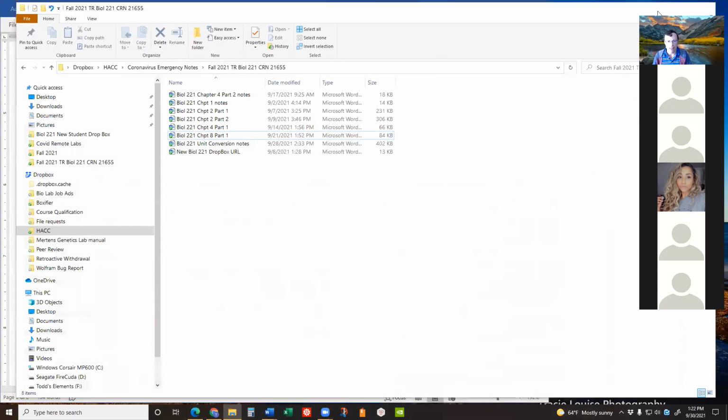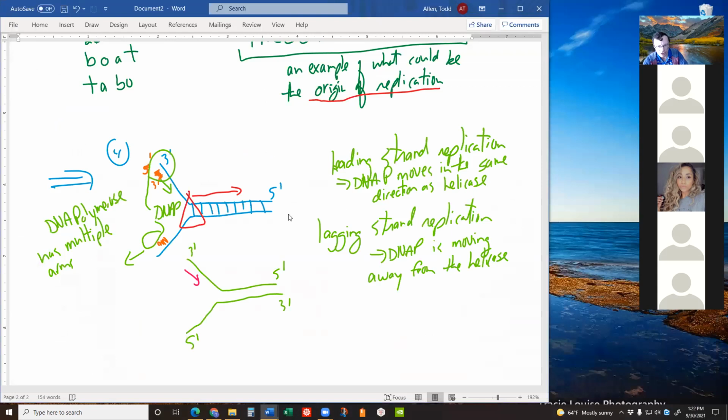Maybe we should put that into your notes. Okay, lagging strand replication always involves looping the template DNA strand. Okay, thank you. That makes more sense.